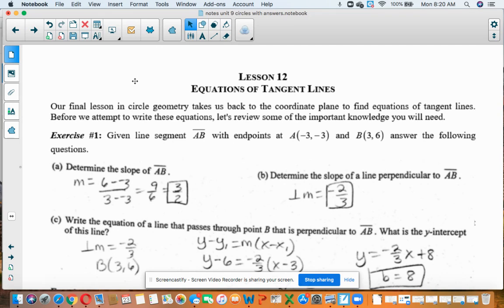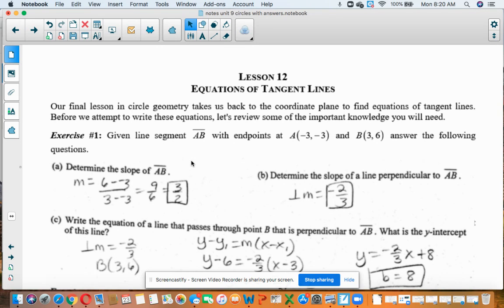But this ties together what we learned in a previous unit with writing equations of lines, and now we're writing equations of tangent lines, because now we know what tangent lines are. Lesson 11 just reviews that tangent lines are perpendicular to that radius. So keep that in mind. What we're actually doing here is writing an equation of a perpendicular line.